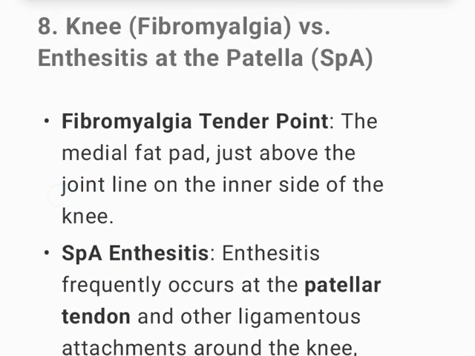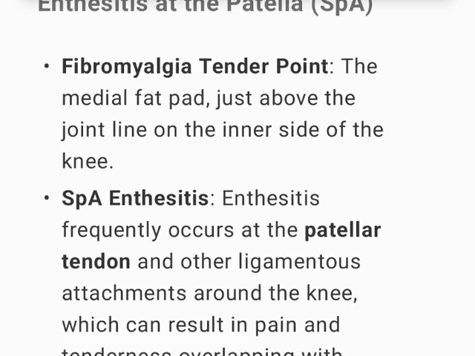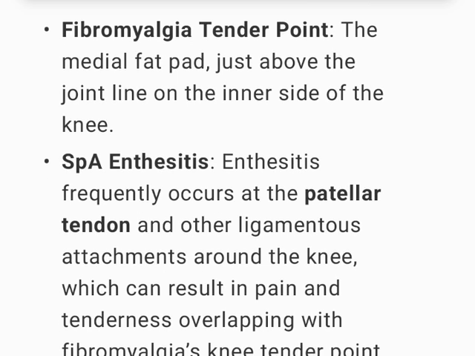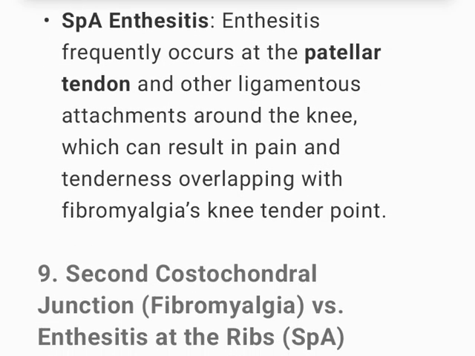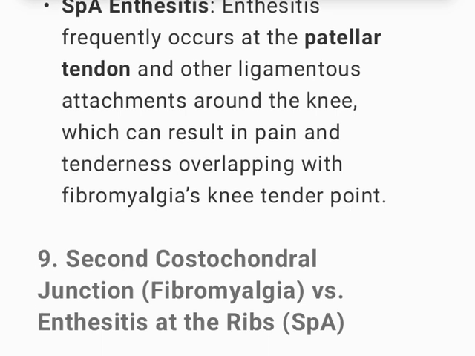8. Knee, fibromyalgia versus enthesitis at the patella, SpA. Fibromyalgia tender point, the medial fat pad just above the joint line on the inner side of the knee. SpA enthesitis: enthesitis frequently occurs at the patellar tendon and other ligamentous attachments around the knee, which can result in pain and tenderness overlapping with fibromyalgia's knee tender point.